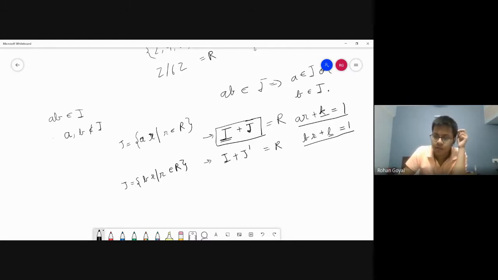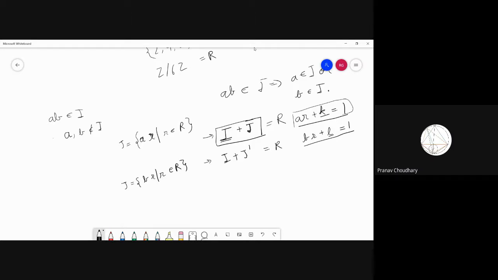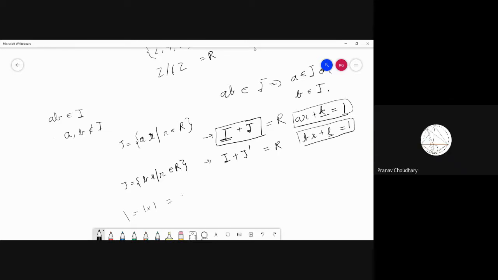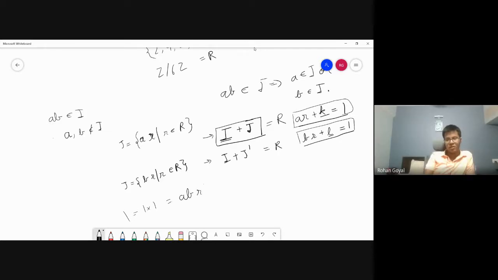These should be equal because there is only one. They're equal, sure. Both are one. So they're equal, of course. You can multiply them. So 1 into 1 is equal to 1, which is equal to ABRS plus ARL plus BRK plus KL.